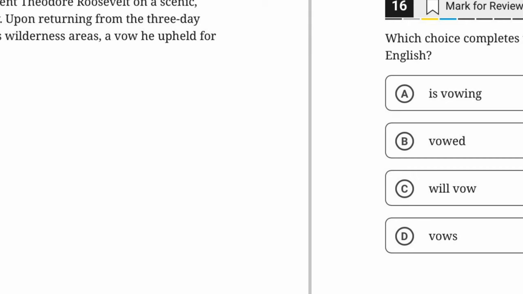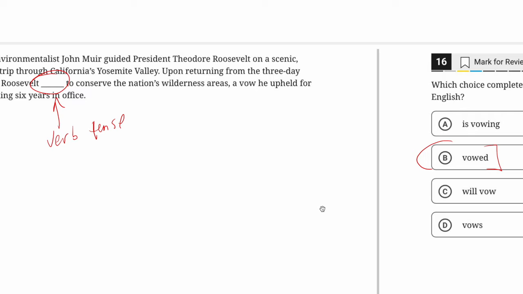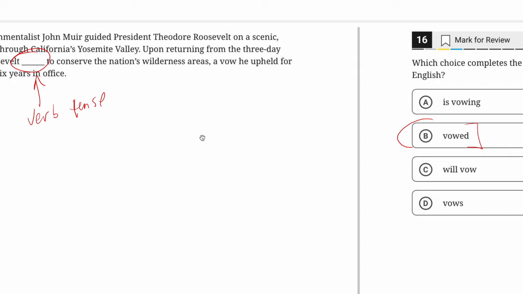Okay. I mean, we're talking about something that occurred in 1903. So that is certainly something that took place in the past. That's the future.